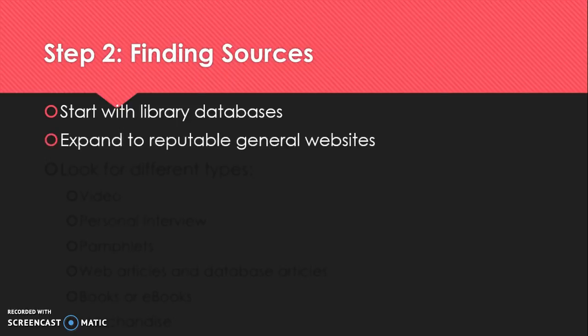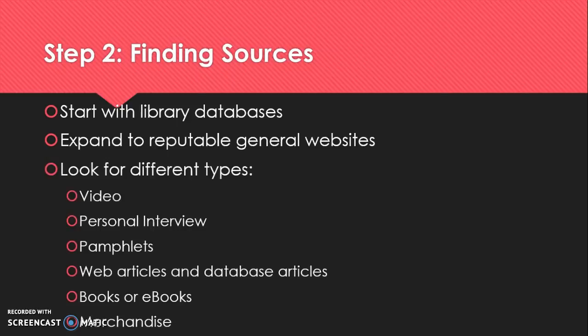Then you can expand out to just reputable general websites. Try to avoid, obviously, the Wikipedia type websites. Make sure that you're using credible sources, that sort of thing. You should always start off with the most academic and then kind of expand outward. That way you have something to cross-reference information to. If you see some discrepancies, then you know whether or not a source has good information.